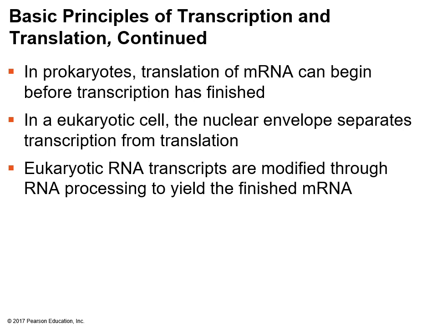In prokaryotes, translation of mRNA can begin before transcription has finished. So pretty much they can happen simultaneously. In a eukaryotic cell, however, transcription and translation cannot occur simultaneously because eukaryotic cells have a nucleus. And the nuclear envelope of the nucleus separates transcription from translation. Before the RNA can exit the nucleus and enter the cytoplasm, the mRNA transcripts must be modified through a process called RNA processing to yield the finished mature mRNA.